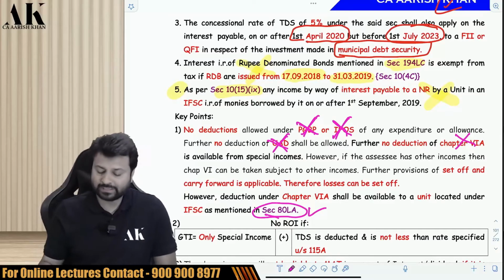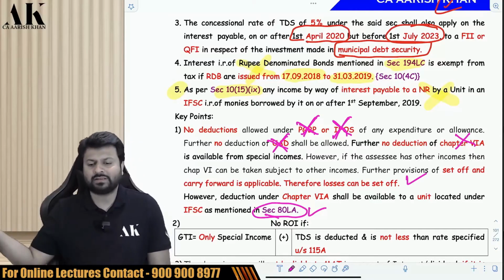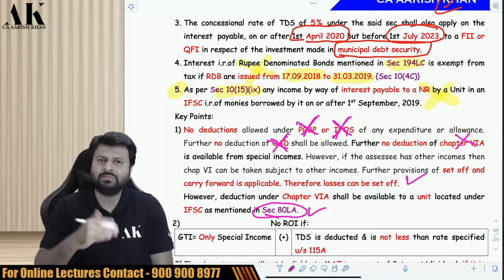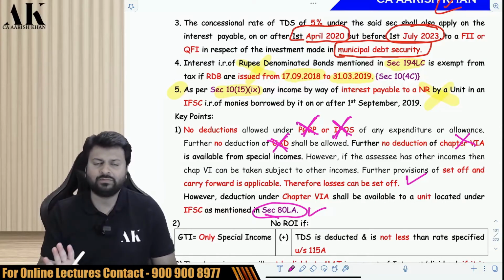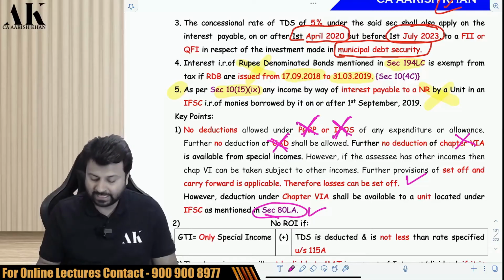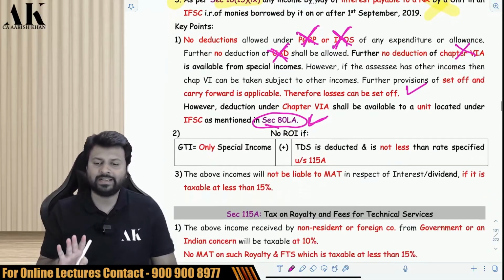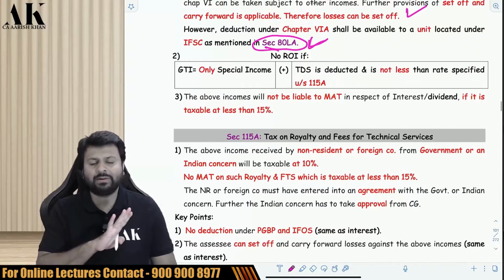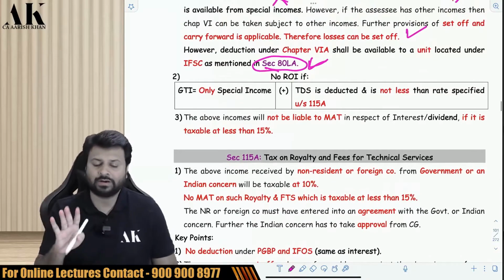Whether losses can be set off? Yes, losses can be set off. If you have some other losses, you can set off against this income. That is allowed. So there is only one positive note over here, that losses will be allowed, and there is one more positive, that in chapter 6A, there is only one chapter 6A, that is ATLA, which will be allowed to you as a deduction. Apart from ATLA, you are not going to get any deduction.